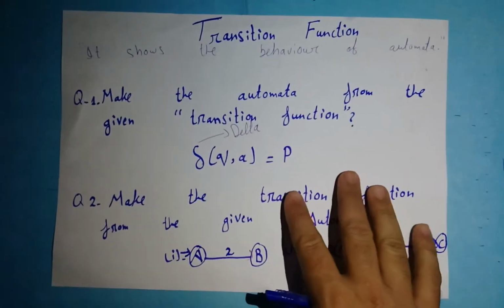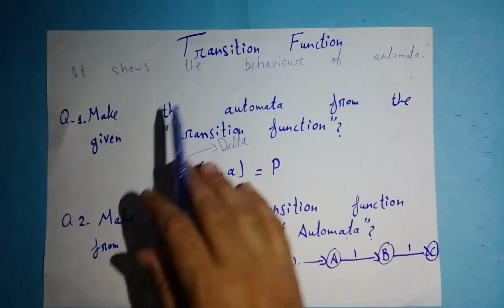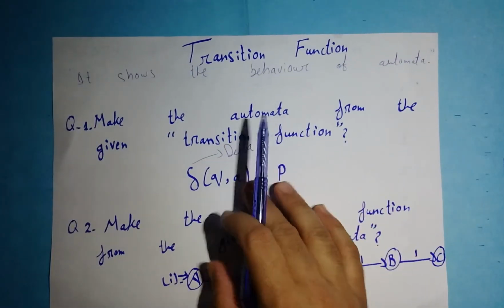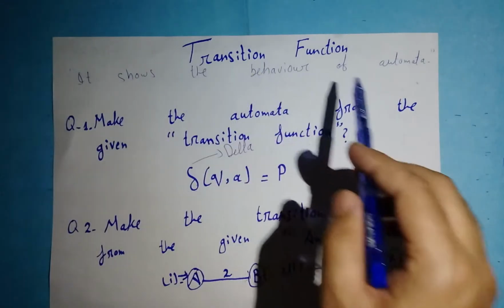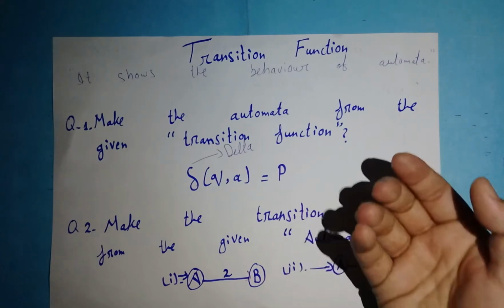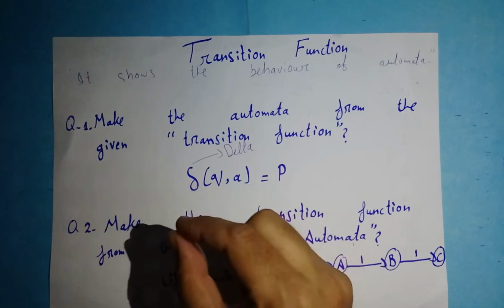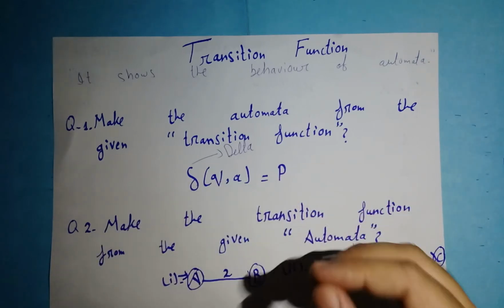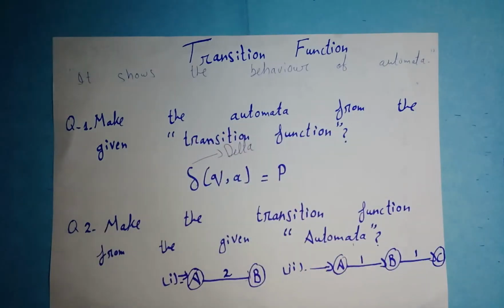Now after that, I'm going to give a little bit of introduction about the transition function as well. So what is the transition function? Here I've written down the definition of the transition function. It shows the behavior of automata. Basically, the transition function shows how the automata behaves, so from the transition function you can easily recognize how the automata is behaving.